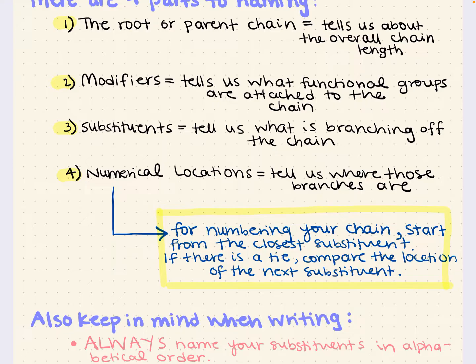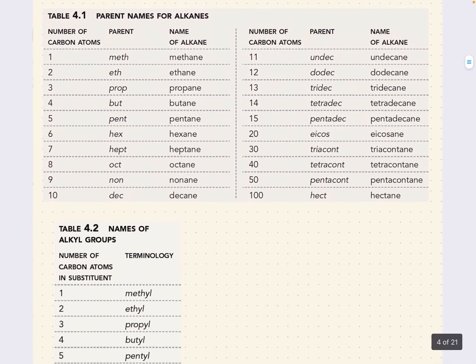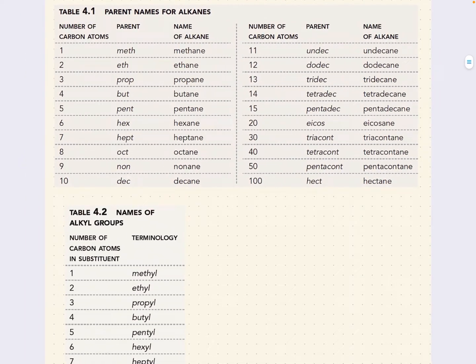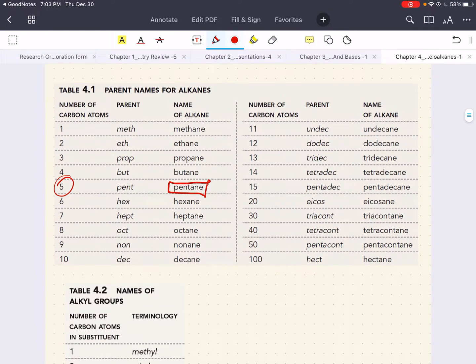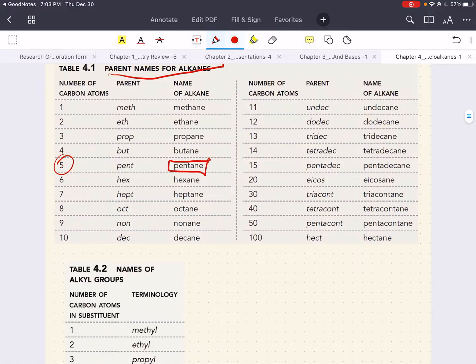Now, some quick things also to keep in mind. Whenever we figure out the number of carbon atoms that make up the longest carbon chain in the molecule, we're going to determine how many carbons are in that longest chain. Say the longest carbon chain in a molecule has 5 carbons. We're going to go here and find 5 carbons. Right here, this is the parent name for that longest carbon chain. This is a really useful table for parent names for alkanes. This is something you should get used to and memorize and learn.